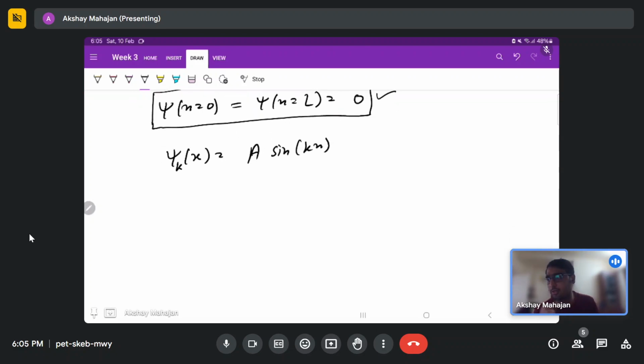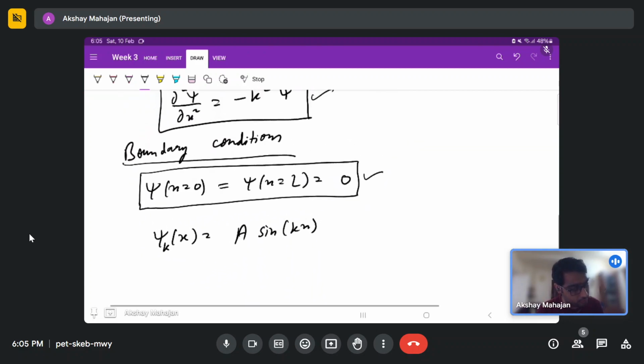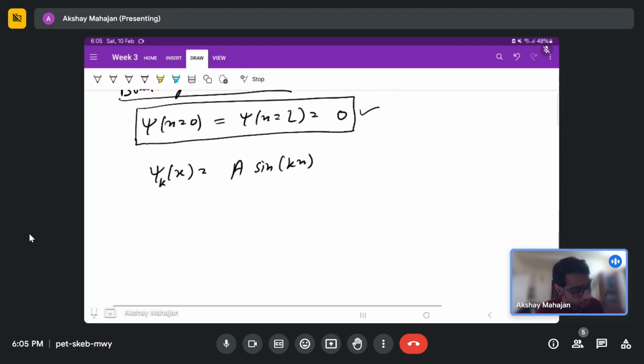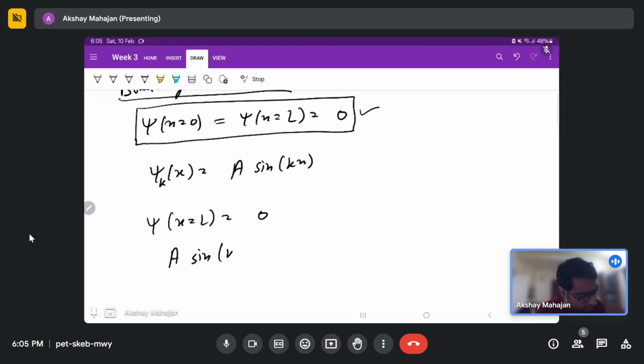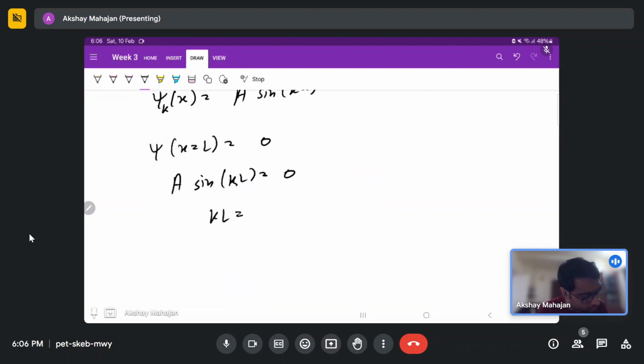Okay, so this is our wave function, and first of all this is going okay. We can say that it satisfies the boundary condition. To satisfy the boundary condition at x equals L, psi at L has to be equal to 0. It means sine KL has to be equal to 0. So KL should be equal to some n pi, where n is an integer 1, 2, 3 and so on. So k comes as n pi by L.